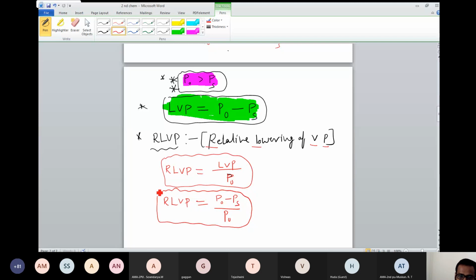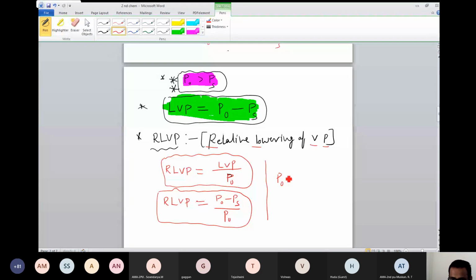So relative lowering of vapor pressure, RLVP, is equal to simply P naught minus PS by P naught. So this is relative lowering of vapor pressure. Okay, so simply you can write the formula. P naught means what clearly? You know already.